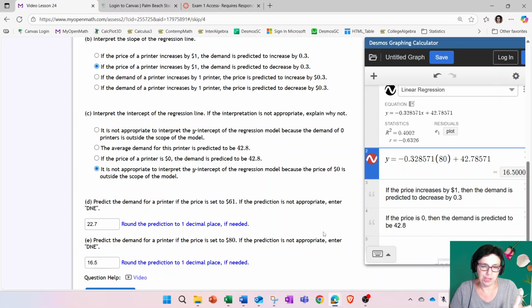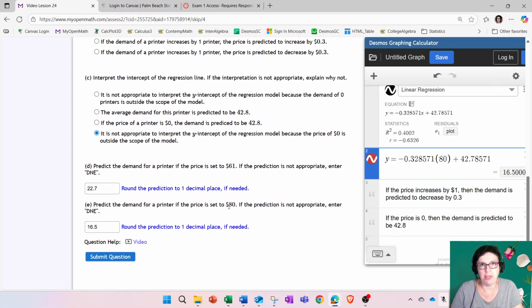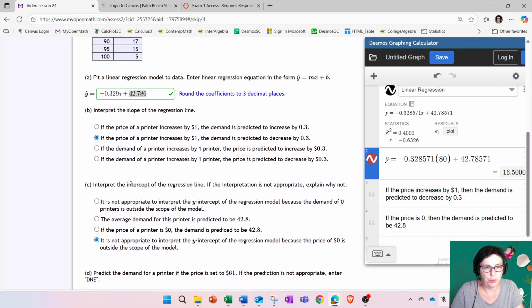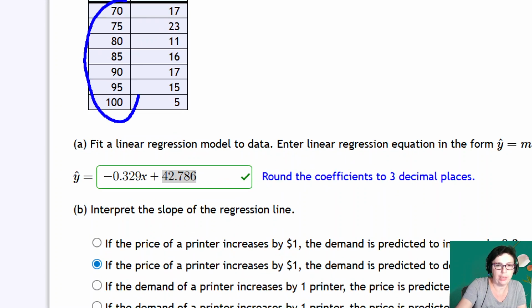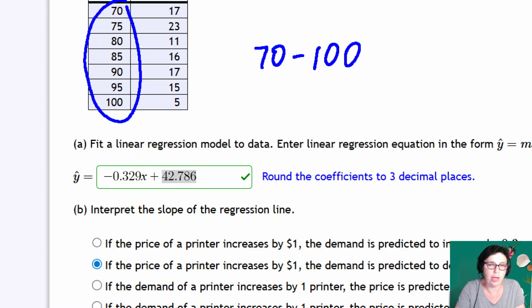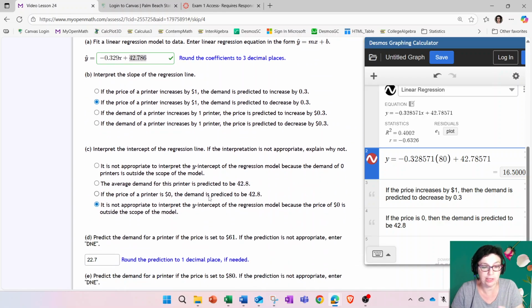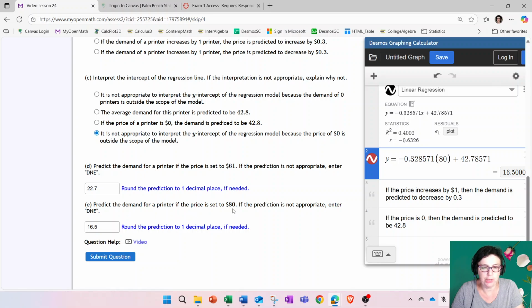Now, here is the problem. The problem is that one of these is going to be D and E. It does not exist. And actually, it does exist. It's not like you cannot plug it in. You can. The problem is, is it valid? Is it appropriate? Do you see anything like that in the data that would support this kind of prediction? So you have to go and look at your data, okay? So I can see my data, again, ranged from 70 to 100. So if a value is in this range, then it is okay. But if it's outside, it's not okay to do what we call extrapolation. So 80 was between 70 and 100, but 61 was not. So this will actually be D and E there.